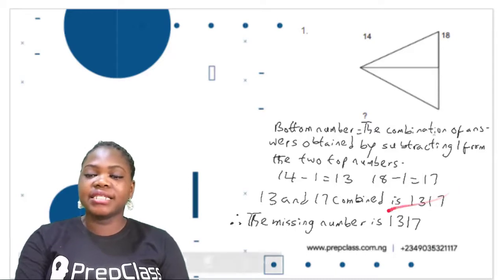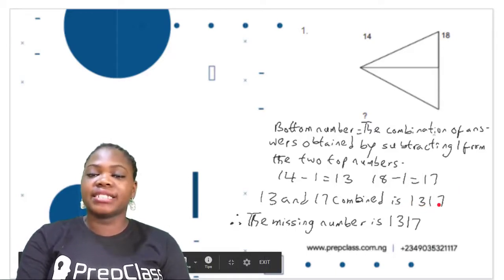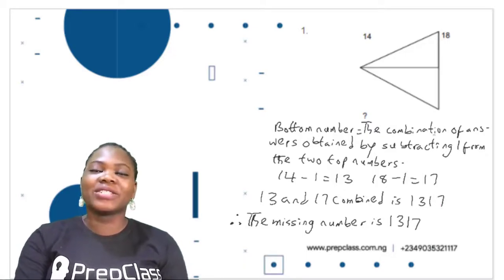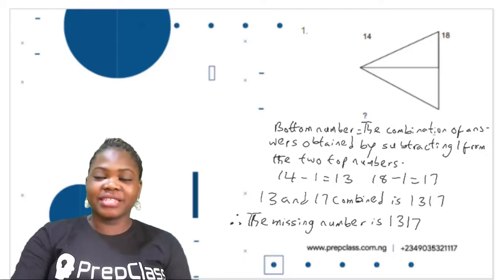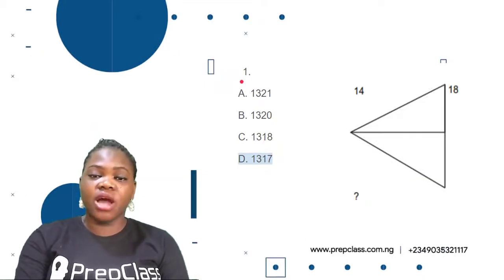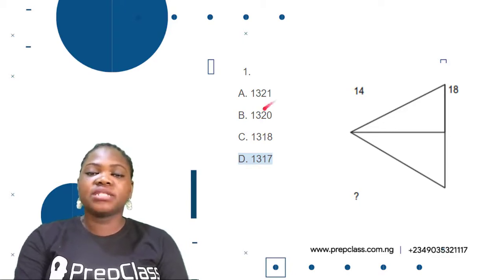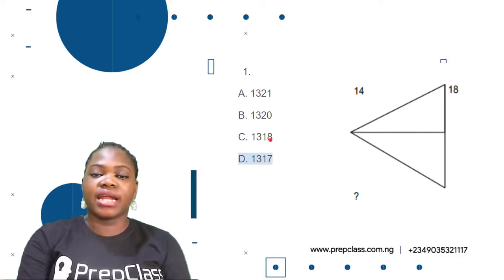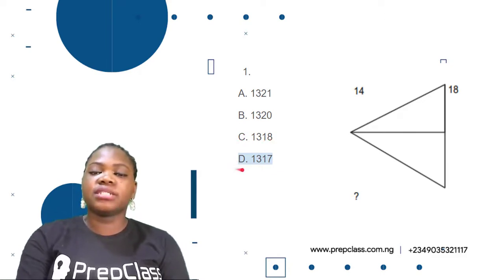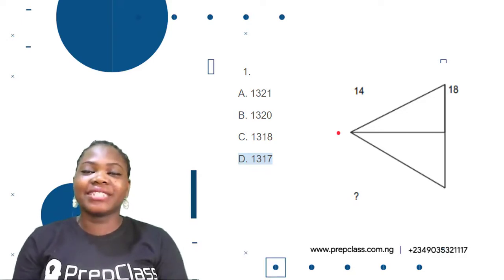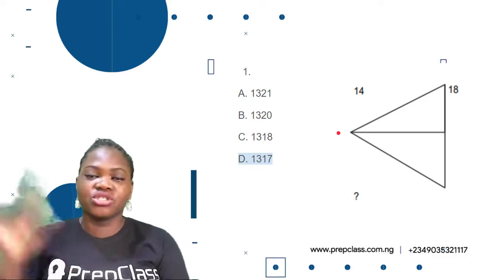1317. Therefore, the missing number is 1317. You can see that is very easy. So let's look at the options. A is 1321, wrong. B is 1320, wrong. C is 1318, wrong. D is 1317. Right. So that's the right option. So that is what we choose. Check.